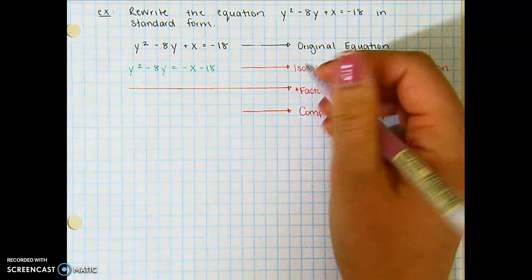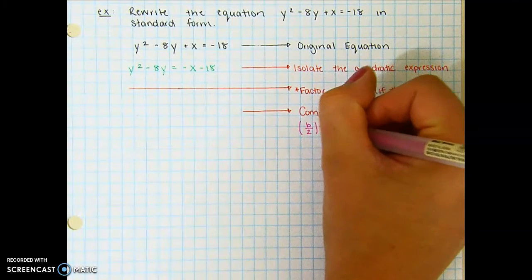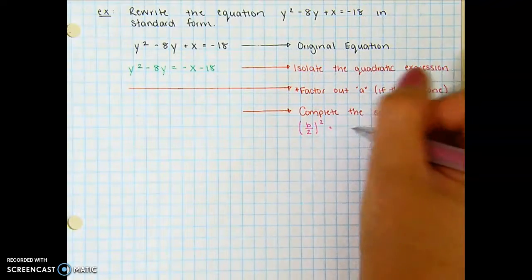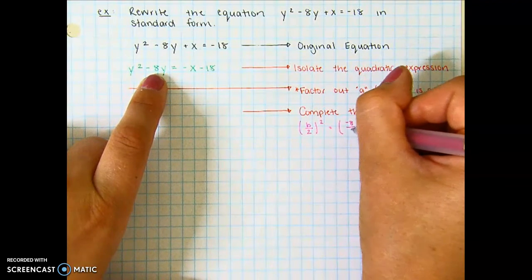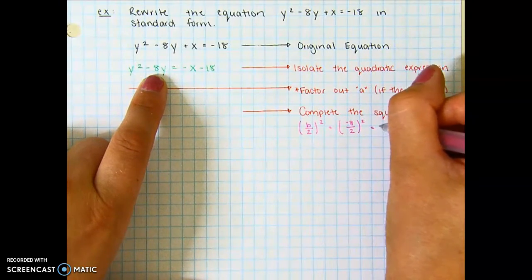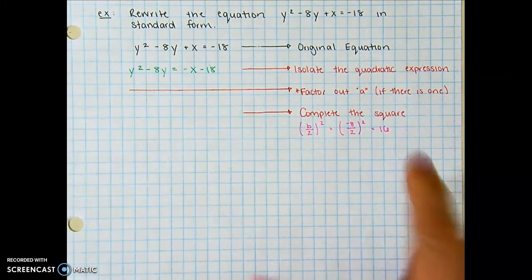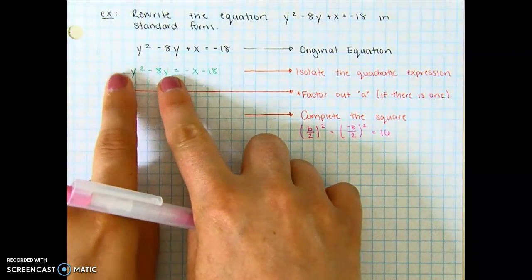But the method for completing the square is you take your b value, divide it by 2, and square it. So our b value for this is negative 8. Negative 8 divided by 2 is negative 4. Squared is positive 16. So what I'm going to do is add 16 to my left side to force this to be a perfect square.